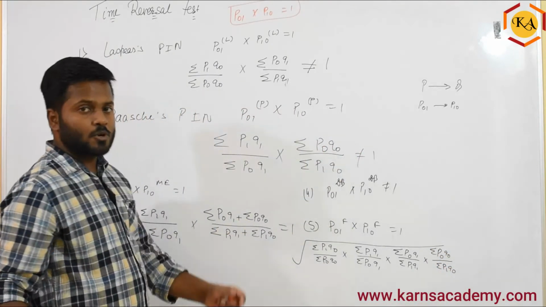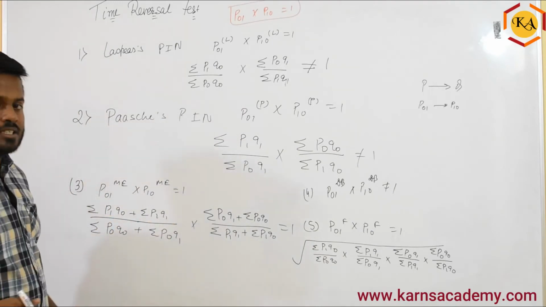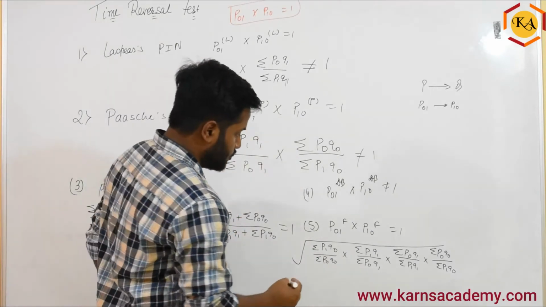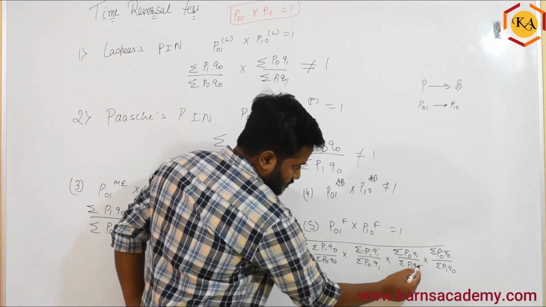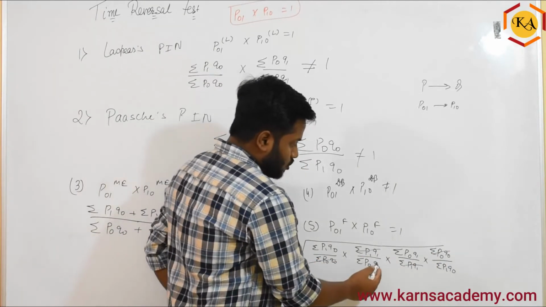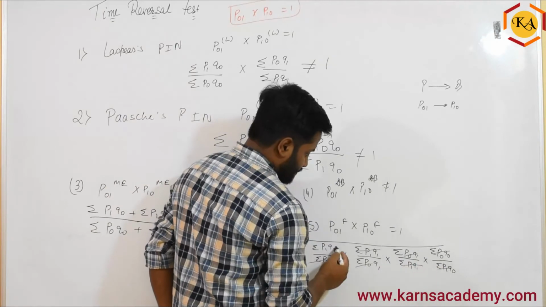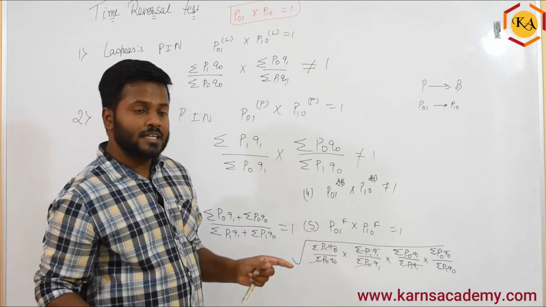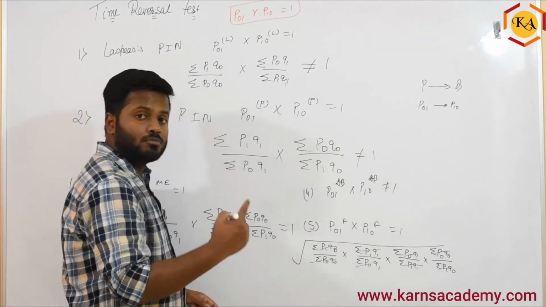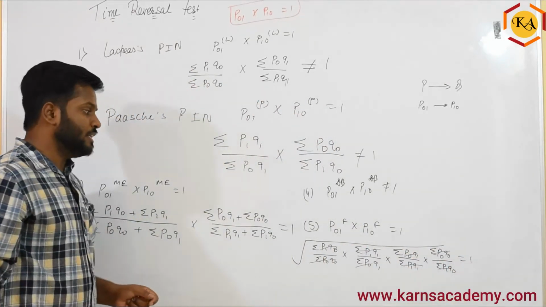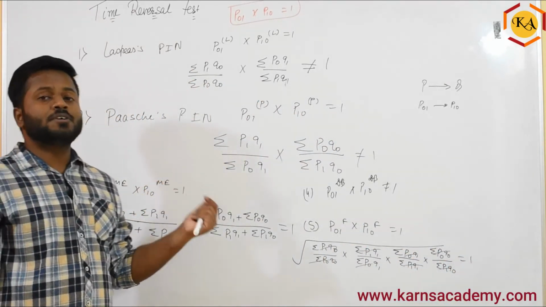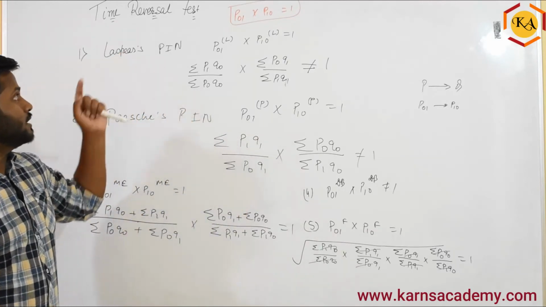Now if you see this properly, everything will get cancelled. I will cancel and try to show you. See, this with this is getting cancelled. And again this with this will get cancelled. P0Q1 is over here and here, which means everything will get cancelled. You will be left with the square root of 1. Square root of 1 is nothing but equal to 1, which means Marshall-Edgeworth and Fisher's are satisfying the TRT.